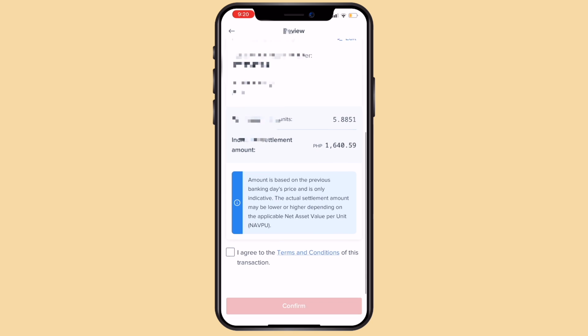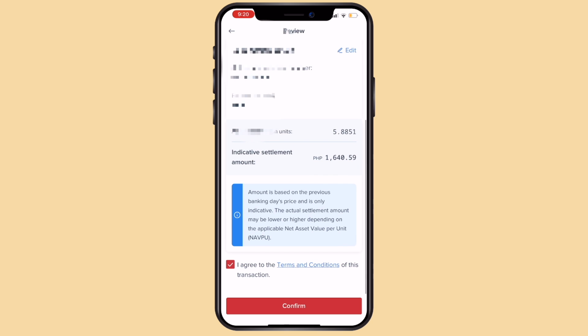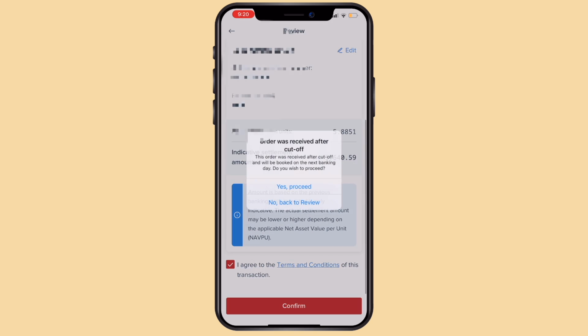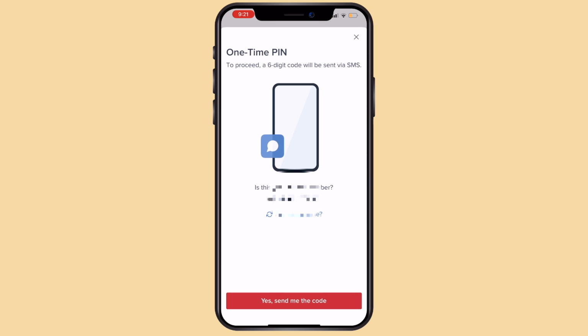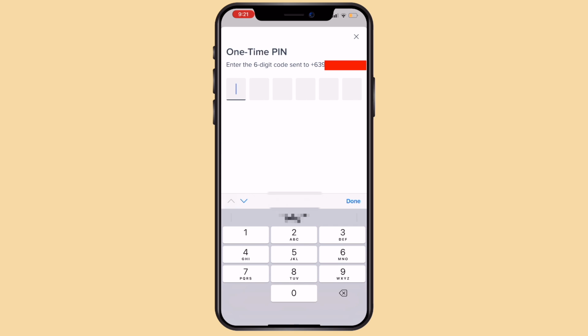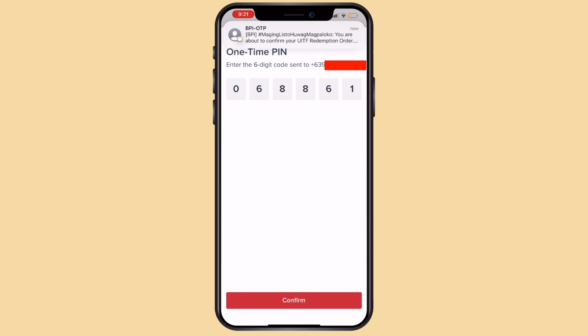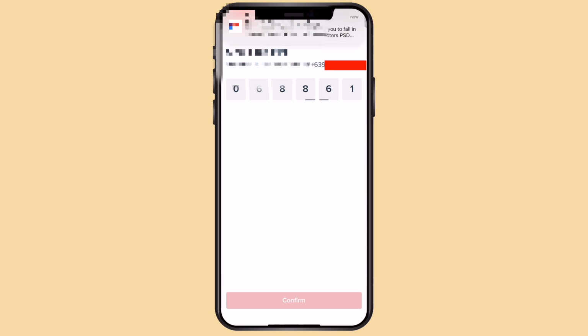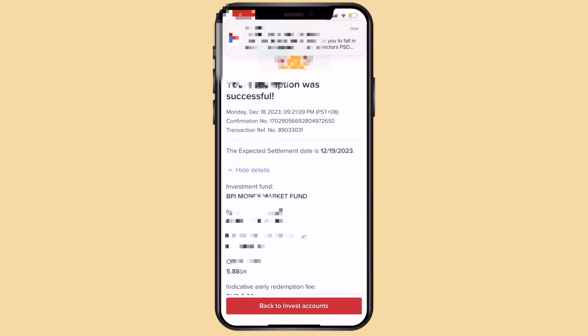And then, read the terms and conditions, click the box, and click Confirm. Currently, 9:21 p.m. ngayon of December 18, 2023. So, mag-reflect na siya tomorrow. Okay, OTP. Confirm. And successful.